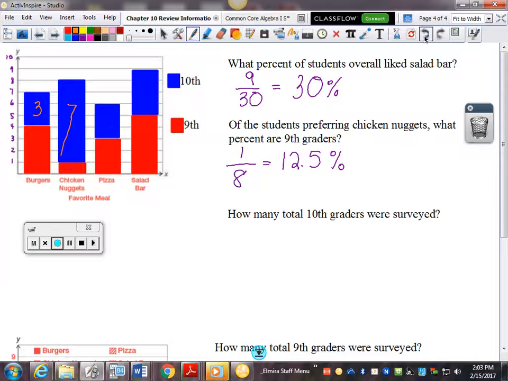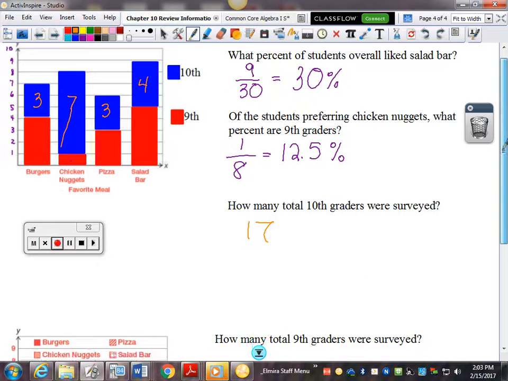That's why. Okay, pizza is from 3 to 6, so that's 3. And salad bar is from 5 to 9, so that's 4. Okay, so we're just looking at the blue sections, and that is 17 total 10th graders. Okay, so that's a stacked graph that we're getting information from.